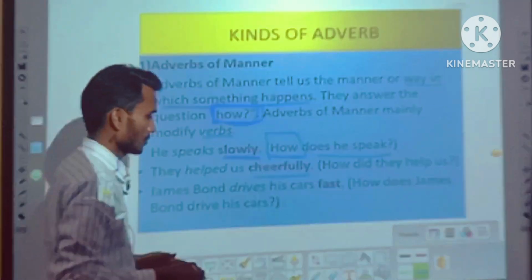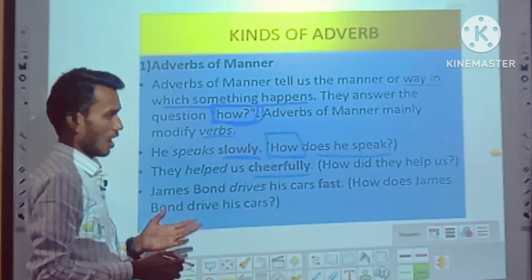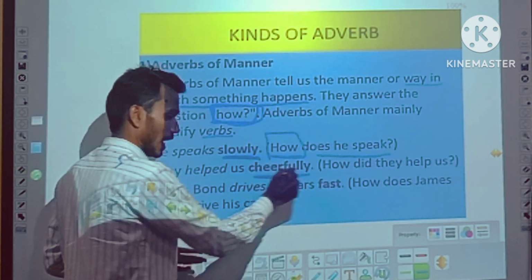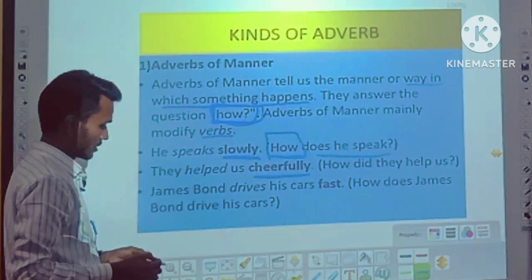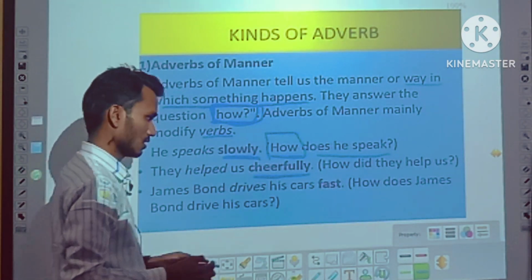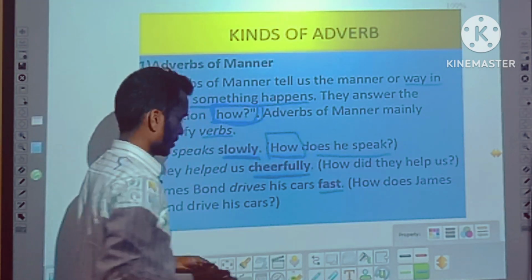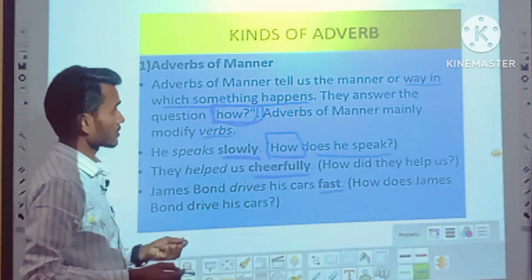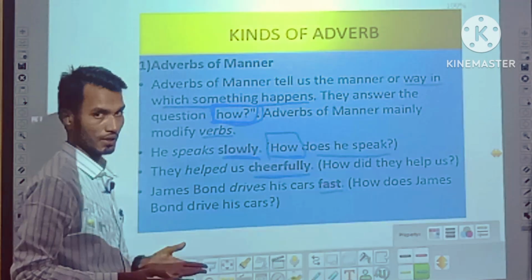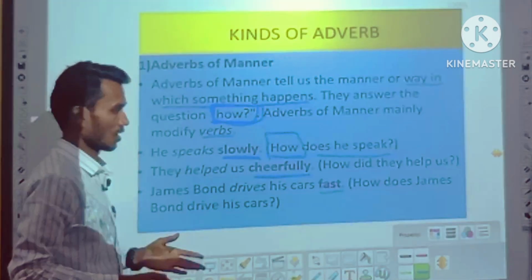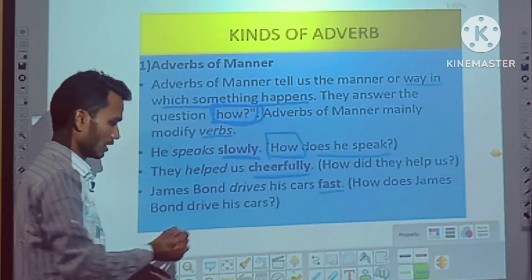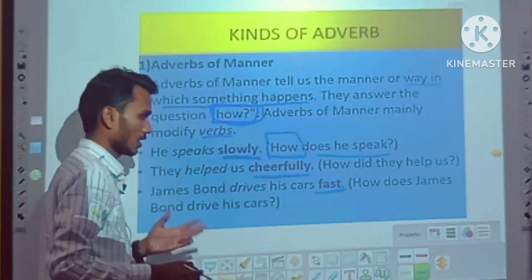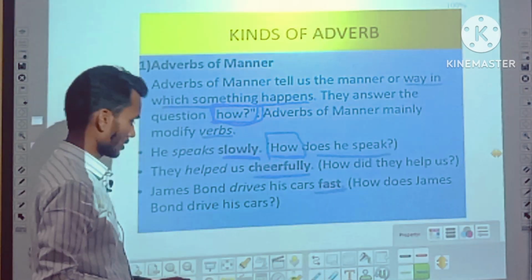Then, they helped us cheerfully. Here cheerfully is an adverb. How did they help us? They helped us cheerfully. James Bond drives his car fast. Here fast is an adverb. What kind of adverb? Adverb of manner. How does James Bond drive his car? Fast.